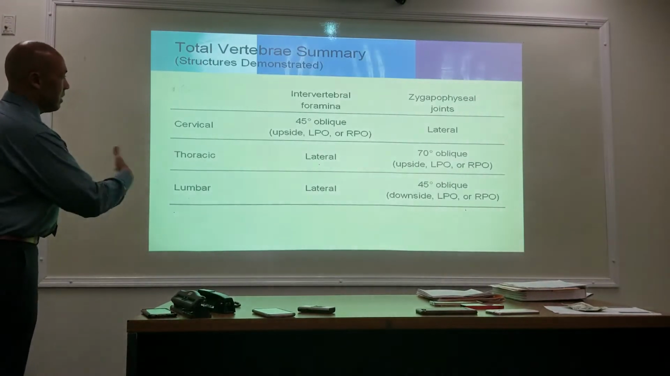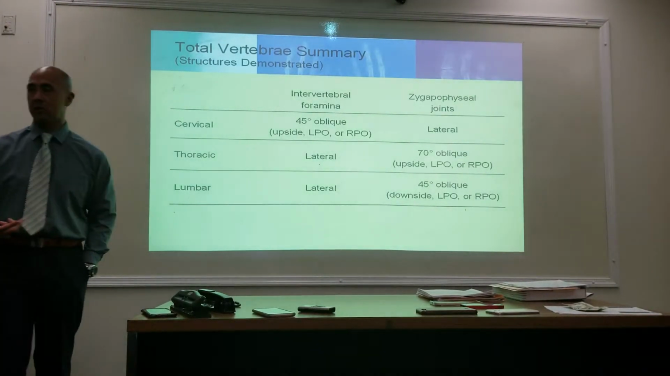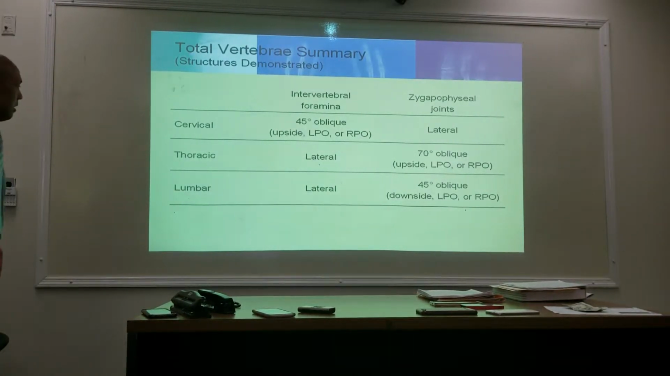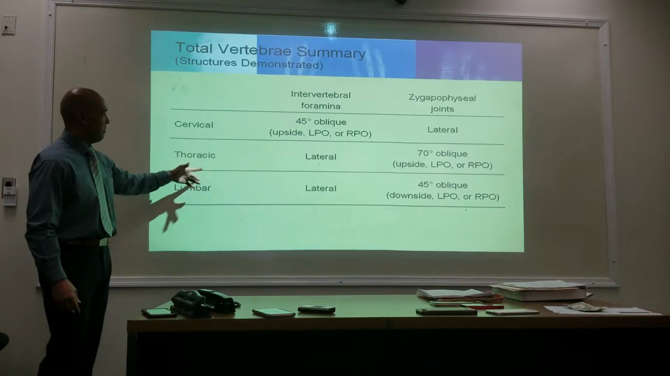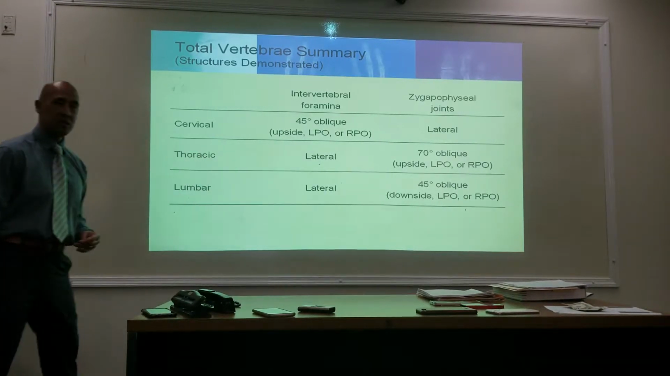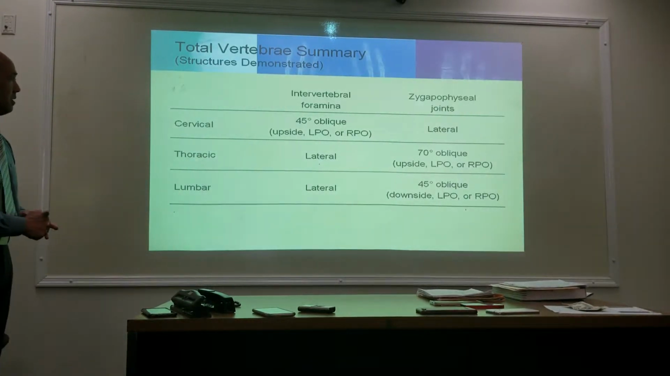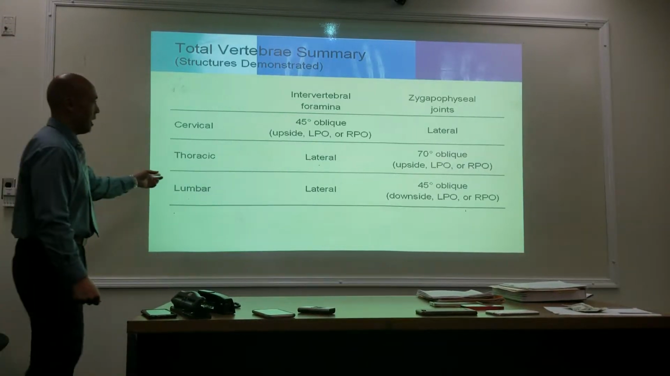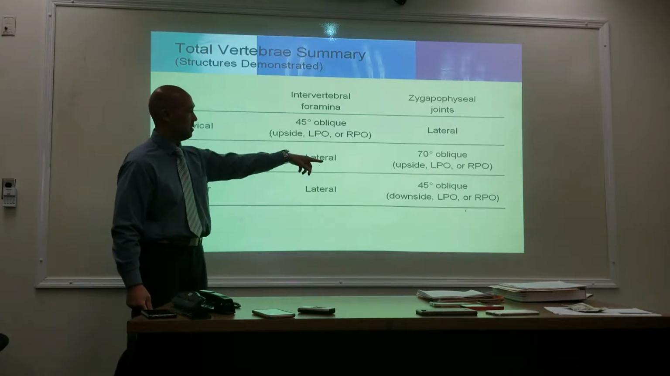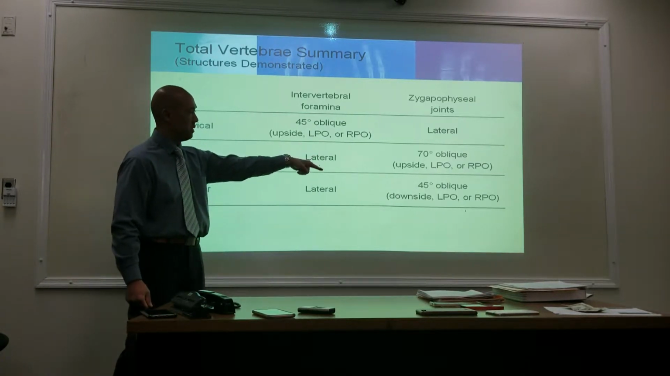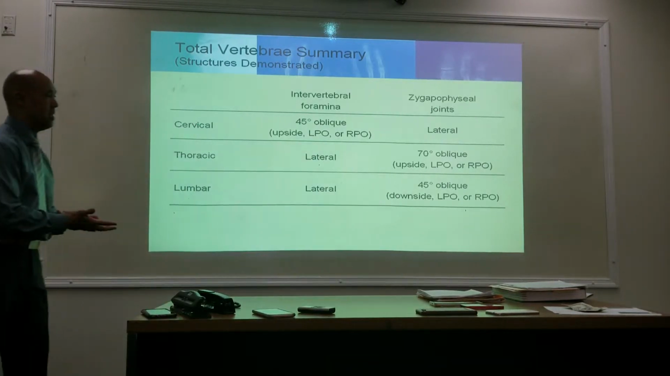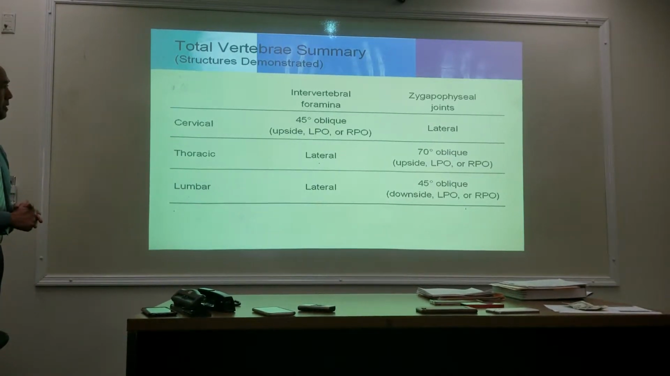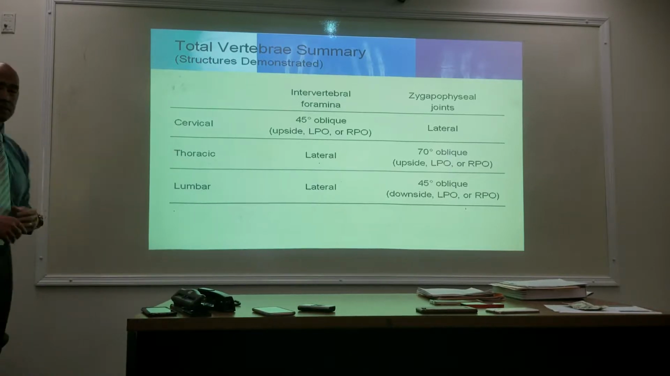Okay, let's keep on going. Be familiar with this chart. It is a useful chart. Lumbar and thoracic spine are very similar in what we are trying to visualize in those positions. But where they differ is that on the thoracic, we're looking at the zygapophyseal joints on the upside on a posterior oblique, while we're looking at the downside on any posterior oblique for the lumbar. So again, refer to this. This is a really good chart.